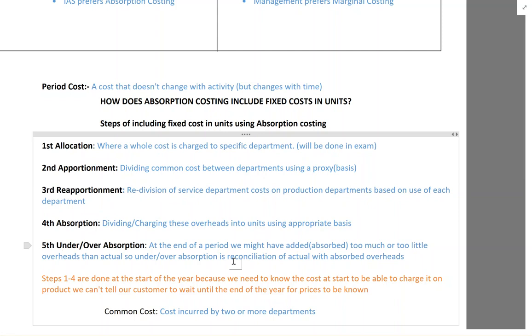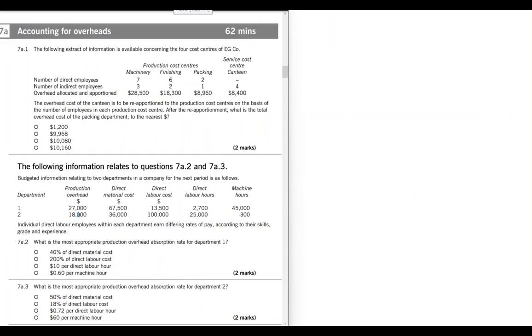So this is it for absorption costing. Let's look at kit questions. Remember, some of the points will be covered when we look at marginal costing as well, because something can be explained by comparison. Okay, let's look at kit questions.